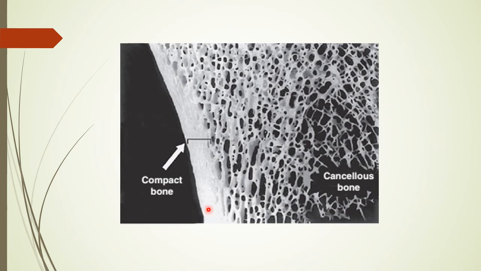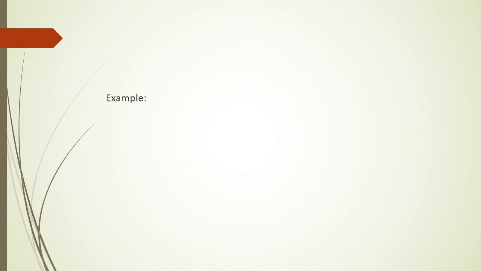In this image, you see the difference between compact and cancellous bone in gross appearance. The compact bone looks like this, and cancellous, trabecular or spongy bone looks like this. This is the cancellous or spongy bone, and here is the compact bone, cortical bone.